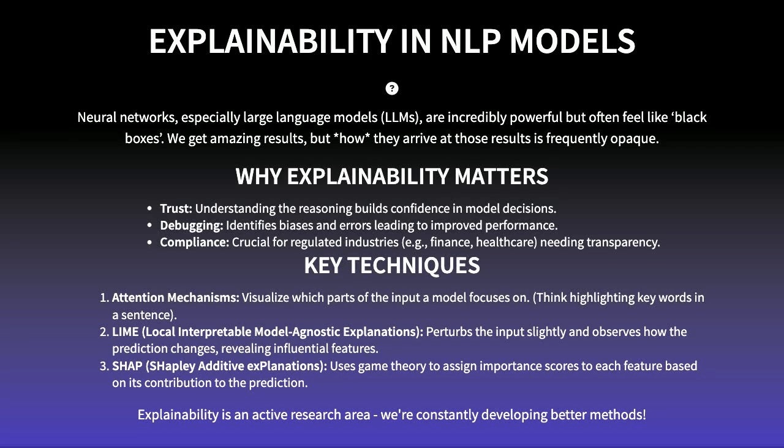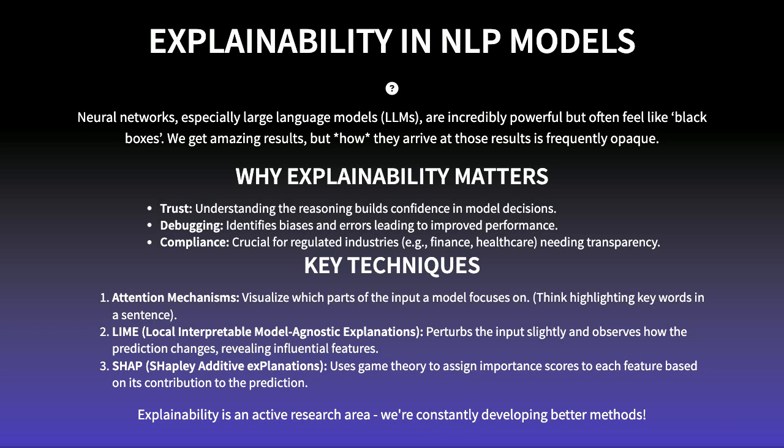Okay, let's talk about explainability in NLP. Large language models are incredibly effective at what they do: writing, translating, answering questions, but it can be hard to understand why they make the decisions they do. It's like a black box. Understanding why a model is making a prediction is really important for building trust, finding and fixing errors, and even making sure we're complying with regulations in industries where transparency matters.